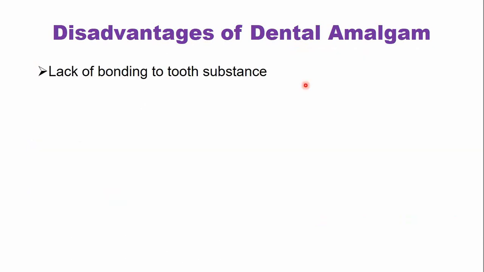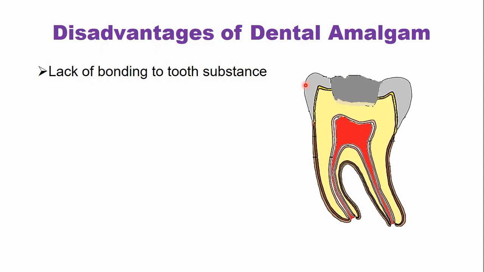There's lack of bonding between the amalgam and the tooth tissues. And as a result of that, there is increased tooth structure removal in case of amalgam restorations. So the cavity size is large, and the cavity preparation is large as compared to the composite restorations.